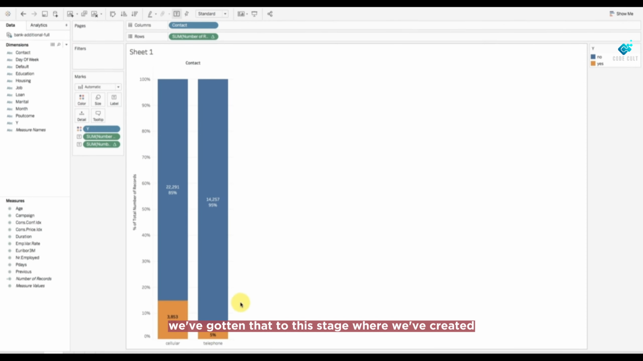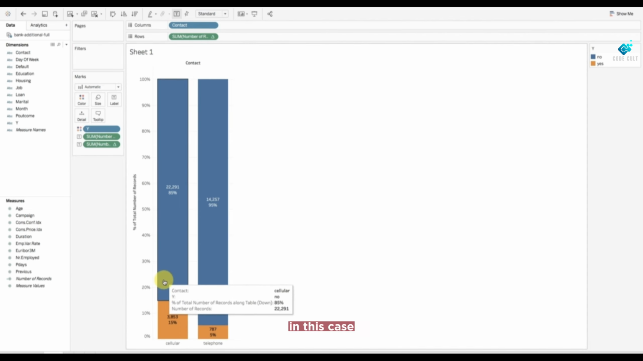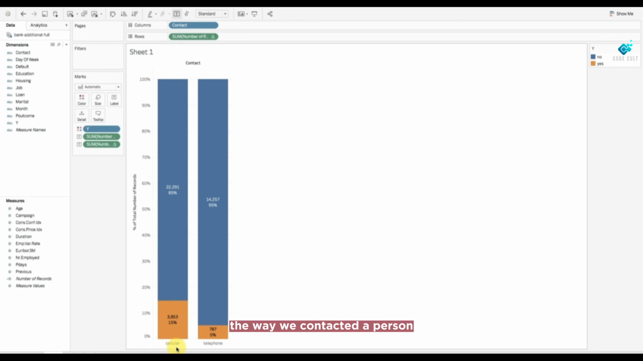We've gotten to this stage where we've created a very useful tool inside our workbook, which allows us to analyze the effect of certain variables, in this case, the way we contacted a person, on the outcome. So here we know that people who we contacted through mobile or cellular had a 15% chance of taking up the offer in the end, and people who we last contacted by landline only had a 5% conversion rate. It's not a chance, it's a conversion rate. 5% of those people converted.